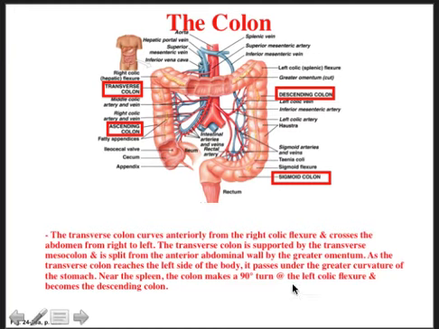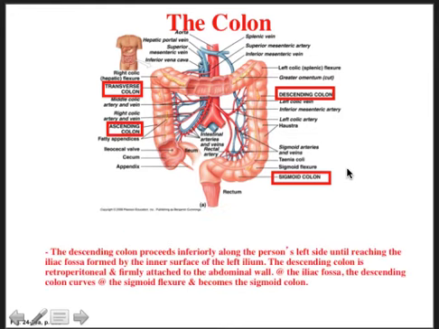As the transverse colon reaches the left side of the body, it passes under the greater curvature of the stomach. Near the spleen, the colon makes a 90-degree turn at the left colic flexure, and now it becomes the descending colon. Okay, so right colic flexure, left colic flexure, and now descending colon.